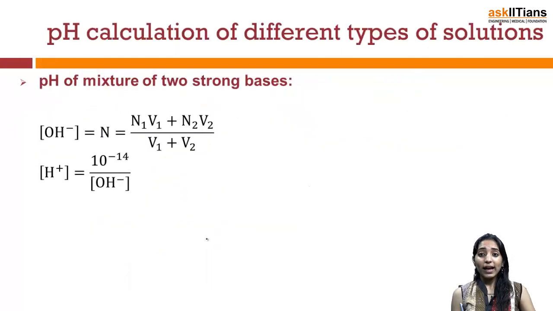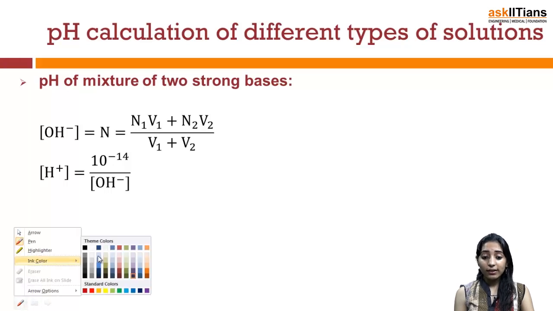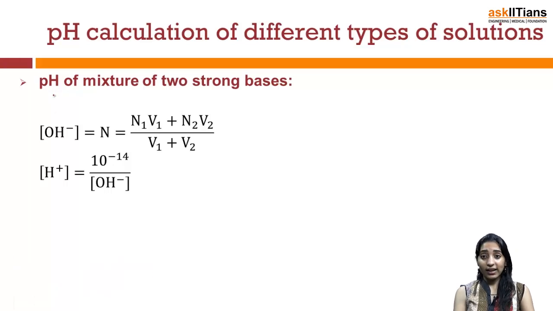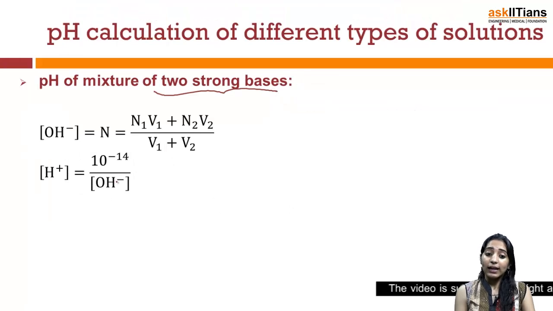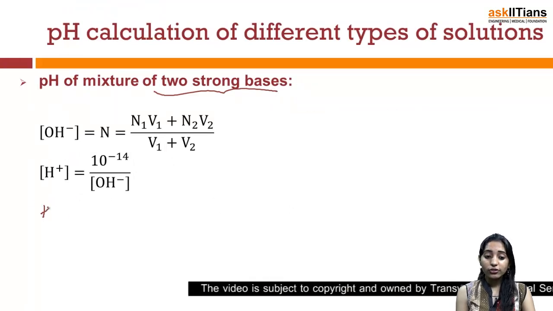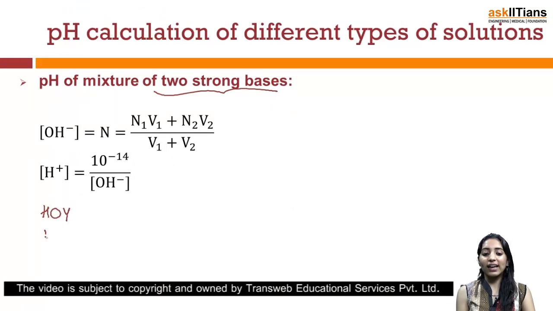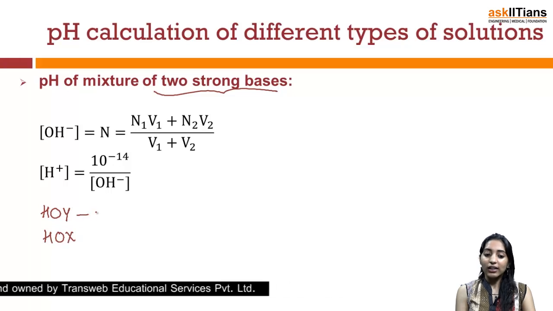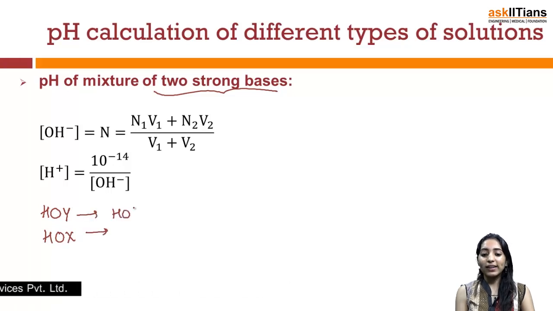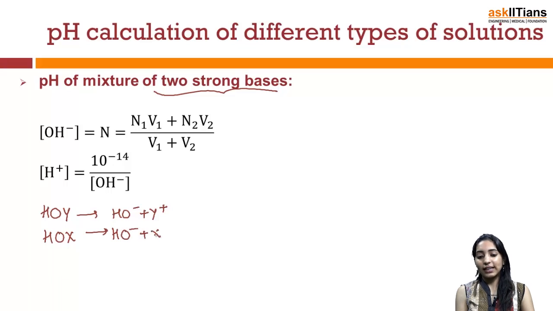Let's now move over to another example where we will consider some other kind of solution. Let us say we are considering a mixture of two strong bases. So if I am considering a mixture of two strong bases, I will consider the same way round. If I have one as HOY and the other as HOX, it's going to give me OH minus and Y positive. Here it is going to give me OH minus plus X positive.